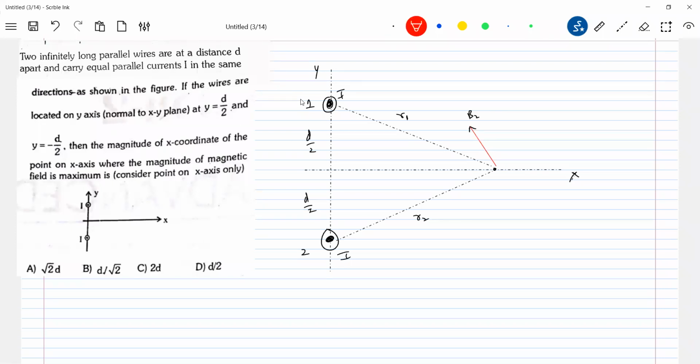B1 bar should be perpendicular to R1 bar. So it will be like this. Don't show it in the direction of that. Yeah, let it be. So I suggest you take 2-3 wires, keep them, and try to search different points in the field. Or if you're getting confused, draw lines of force. And if you draw a tangent to the lines of force, you'll get the direction of B bar. So these two should be perpendicular.